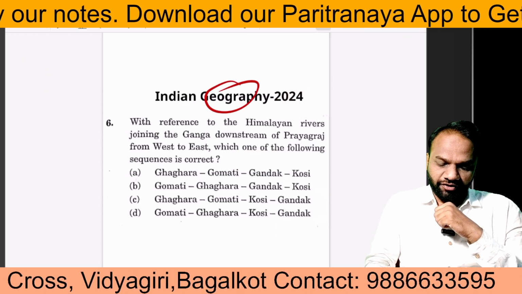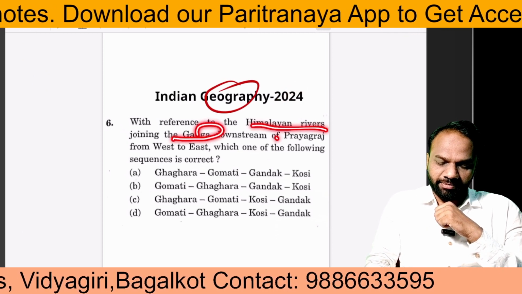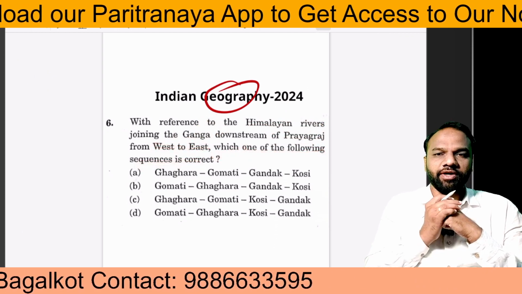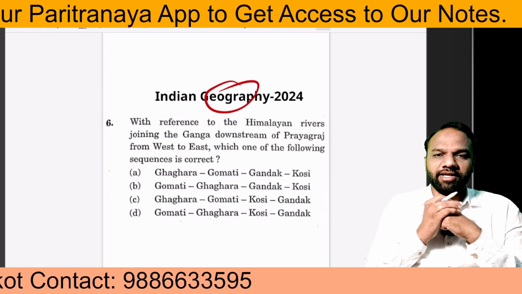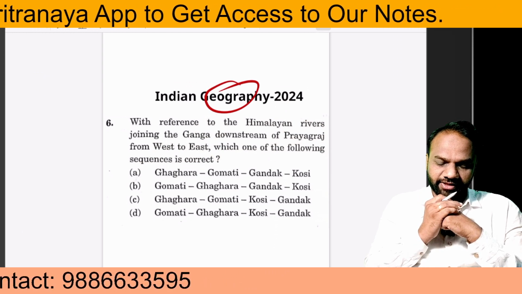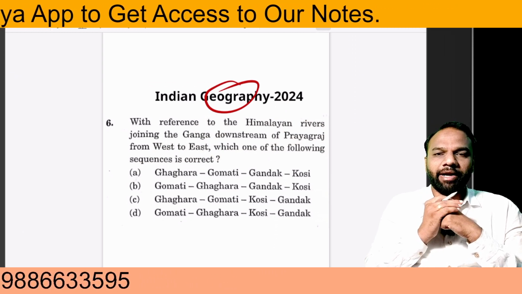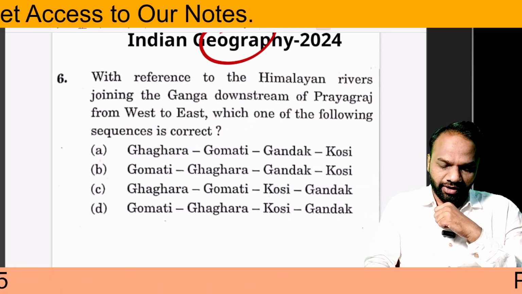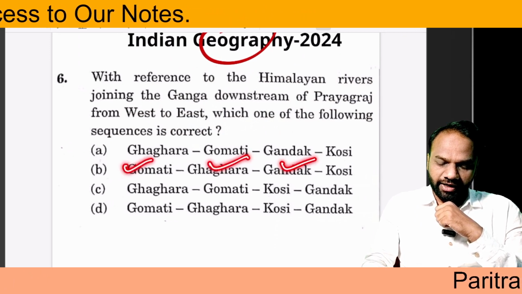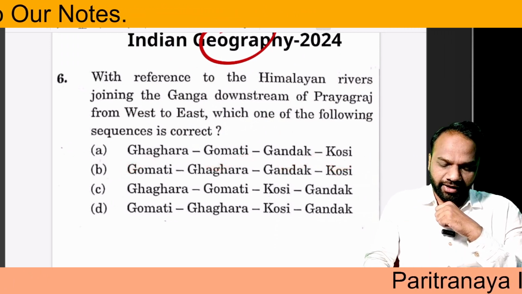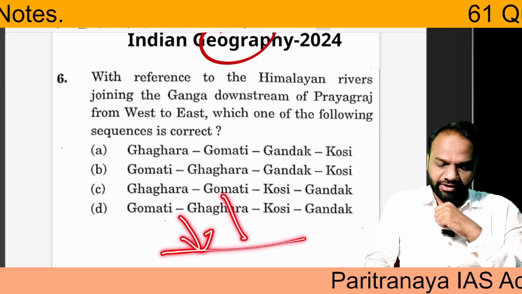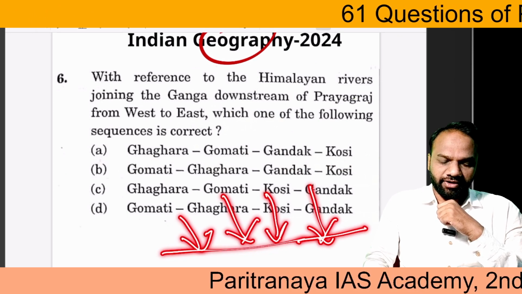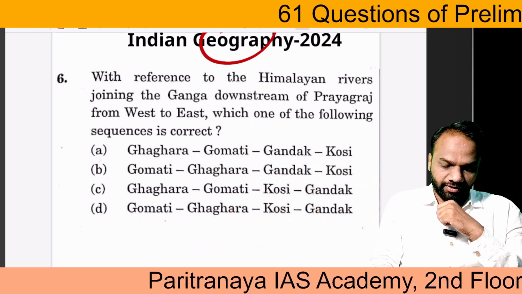So the first question: with reference to the Himalayan rivers joining Ganga downstream of Prayagraj from west to east, which of the following sequences is correct? So this is a very easy question which can be answered directly from the NCERTs itself. These are all the left bank tributaries of Ganga. In the sequence from west to east, we encounter Gomti, Gagra, Gandak and Kosi. So first we'll join Gomti, next Gagra, next Gandak and finally Kosi will join the Ganga river. So for this the correct answer is B.